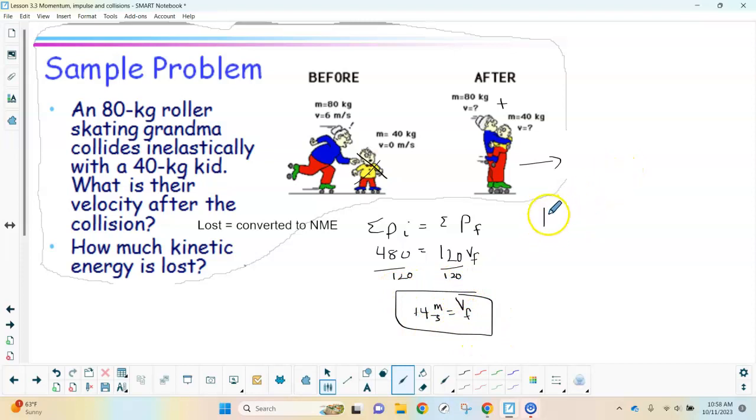For the kinetic energies, again, you can do the work. I will show you the values, and then it asks you to find how much kinetic energy was lost. It's really how much is converted. So the difference in the energy is what you want to find.